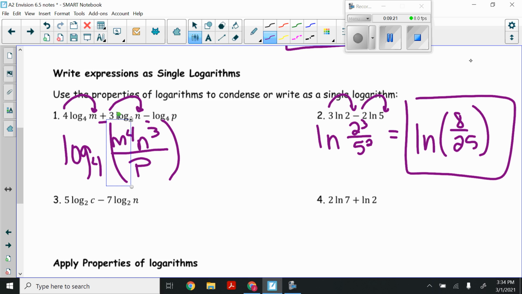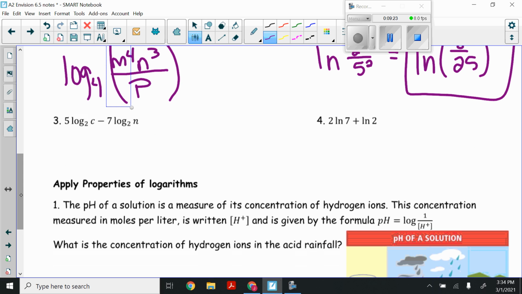Number 3, 5 log base 2 of c minus 7 log base 2 of n. So I know I'm going to have a log base 2, c to the 5th divided by n to the 7th. All of that in parentheses.